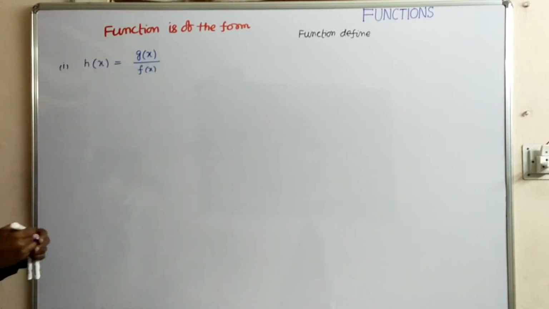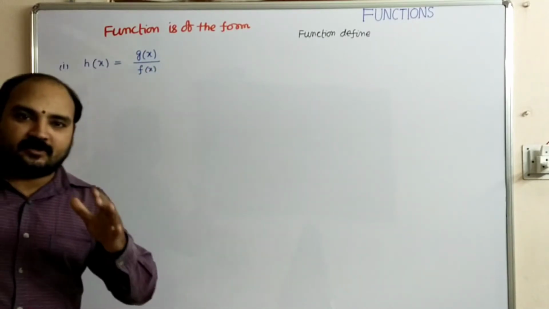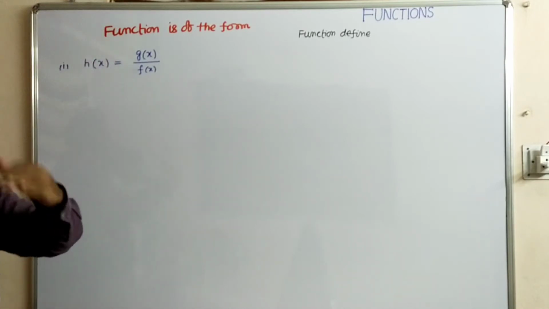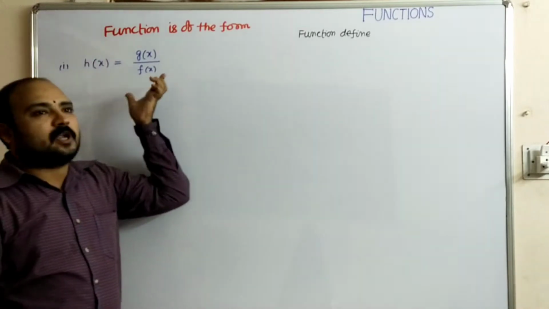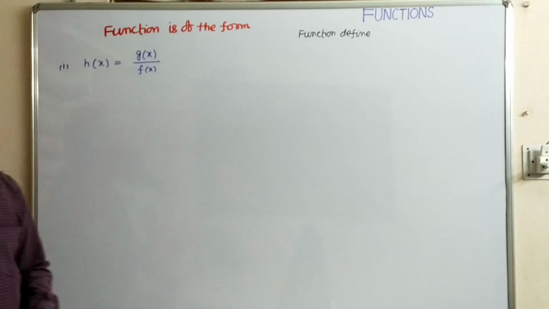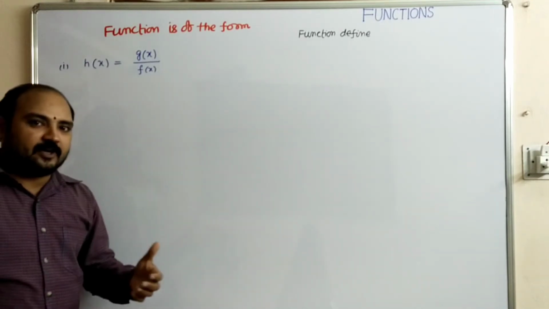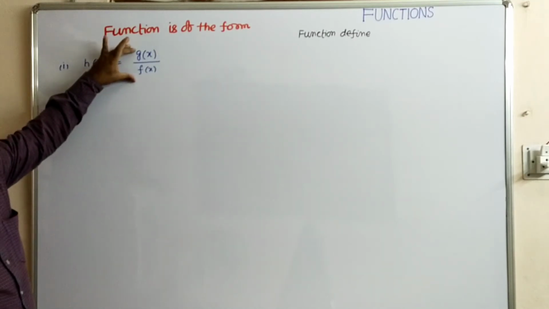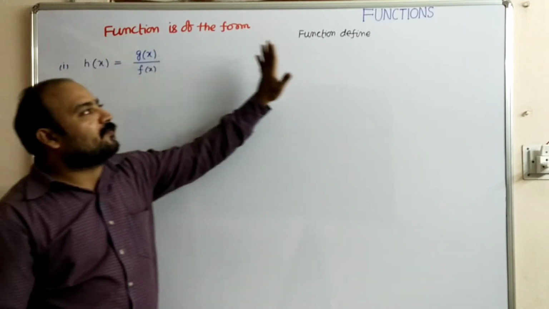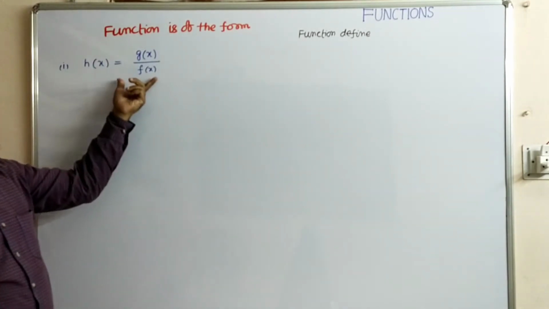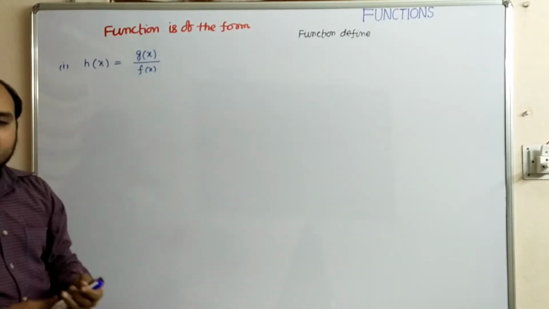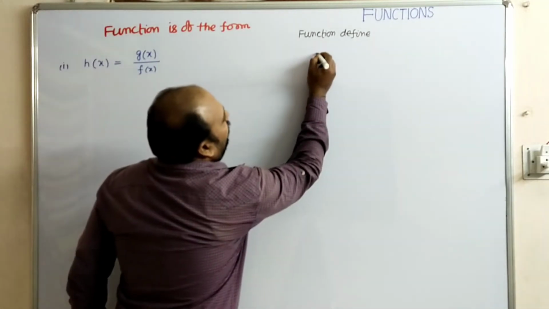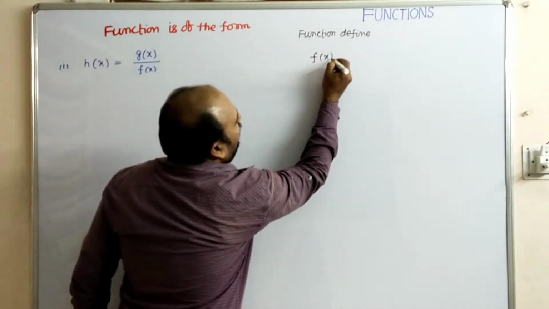When the given function is in the form of g of x by f of x, how do we calculate the domain of this type of function? First, you have to compare the given function with this. Whenever the given function is in this form, g of x by f of x is defined when f of x should not be equal to 0.